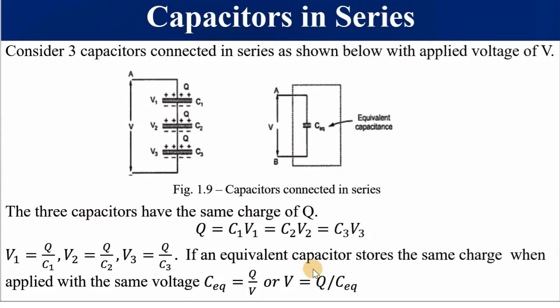If an equivalent capacitor stores the same charge when applied with the same voltage, then how do we find C equivalent? Simply Q over V, or V is equal to Q over equivalent capacitance.